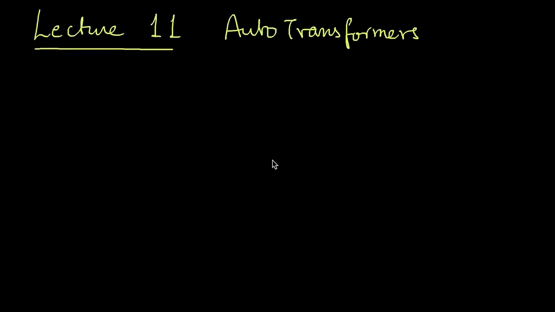Hello everyone. So let's begin lecture 11. The topic for this lecture is auto transformers. This is again an interesting concept and there are actually practical uses and there are many transformers which are auto transformers. So what is an auto transformer? An auto transformer is a transformer with only one winding. Now normally we discuss transformers with two windings. It is just a transformer with only one winding.